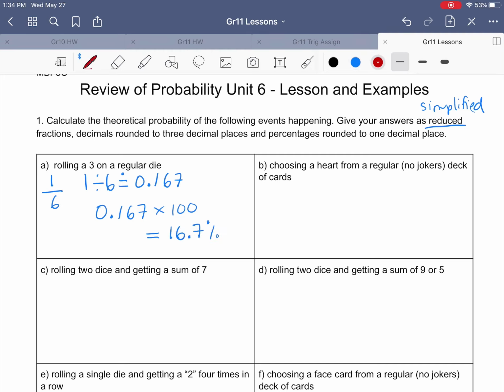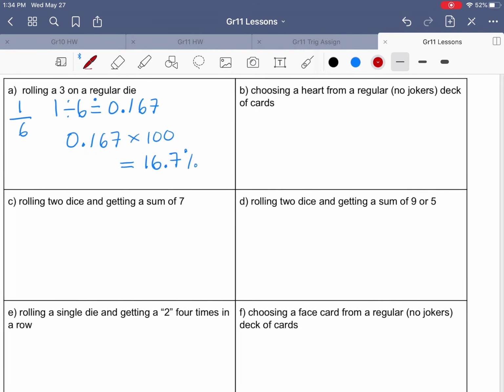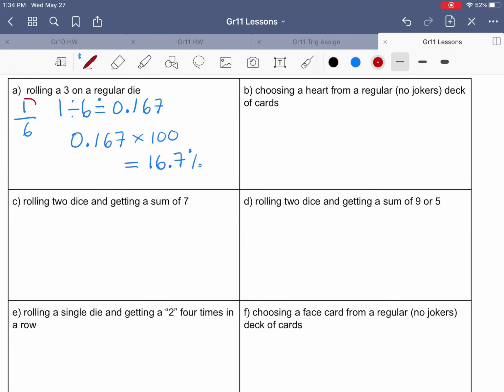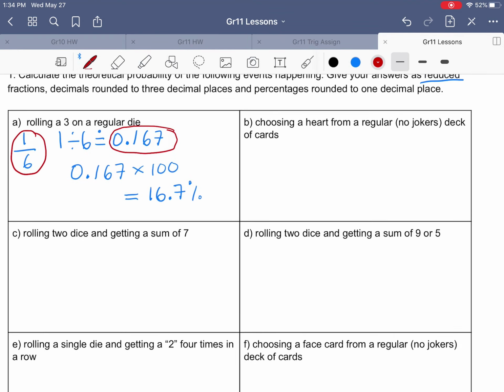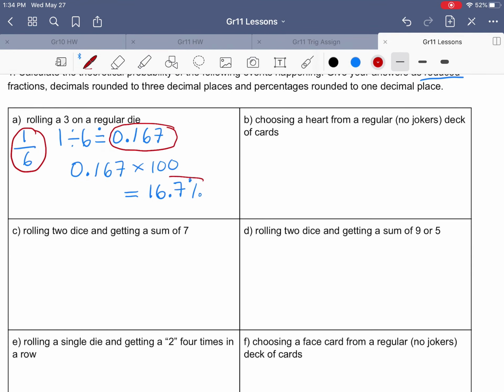16.7%. So for each of these questions, there's going to be three parts to the answer. 1 over 6, that's our reduced fraction. 0.167, that is our decimal rounded to 3 decimal places. And then we have 16.7%, that's our percentage rounded to 1 decimal place. Now we're going to do the same in each of these cases.